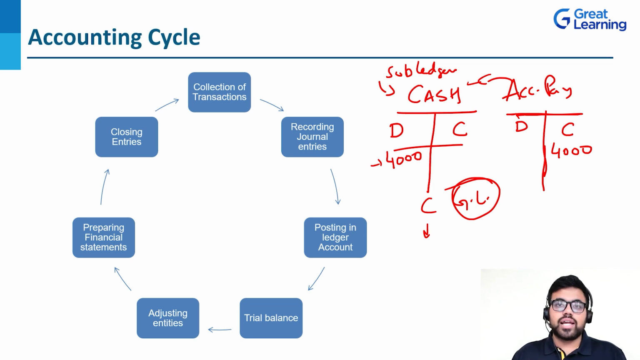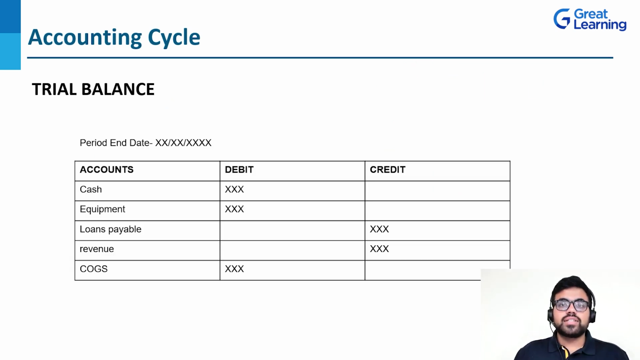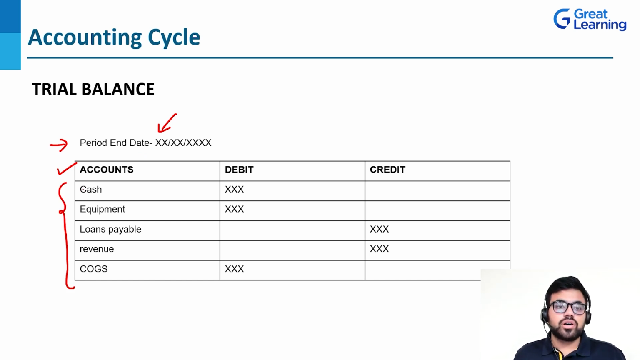So let's see how a trial balance looks. A trial balance can be posted at any given time in an accounting period, right? For a trial balance, first we need to know the end date, the date on which it is posted. That would be the top heading of a trial balance. Then we have three columns. The first one is the accounts, meaning which types of accounts are utilized in the transactions. These are mentioned in the first column. The second column is the debit side and the third column is the credit side.